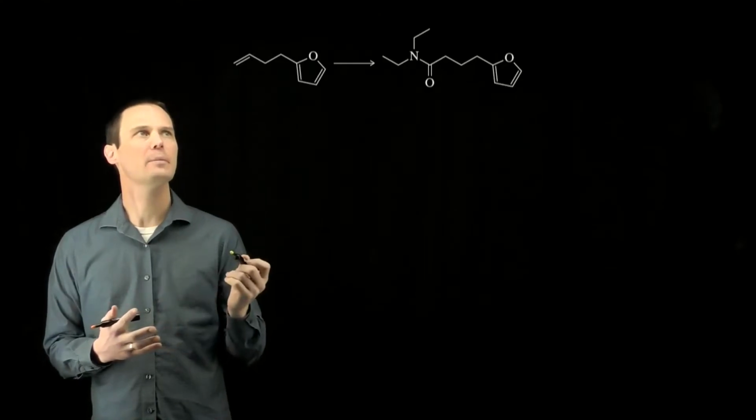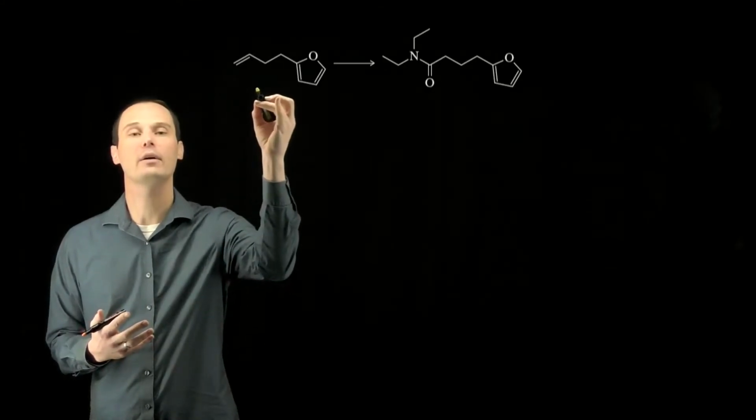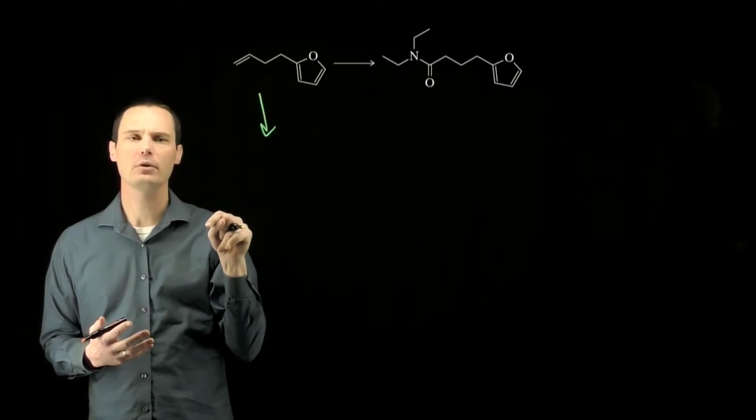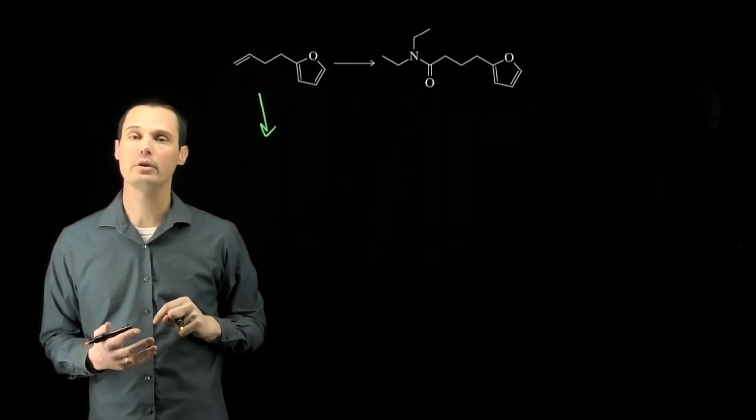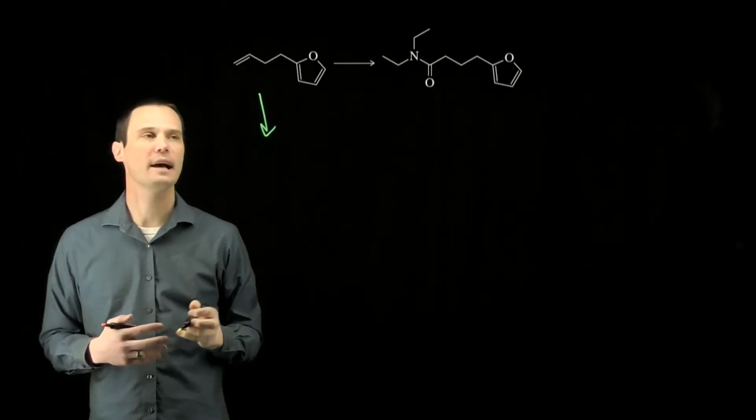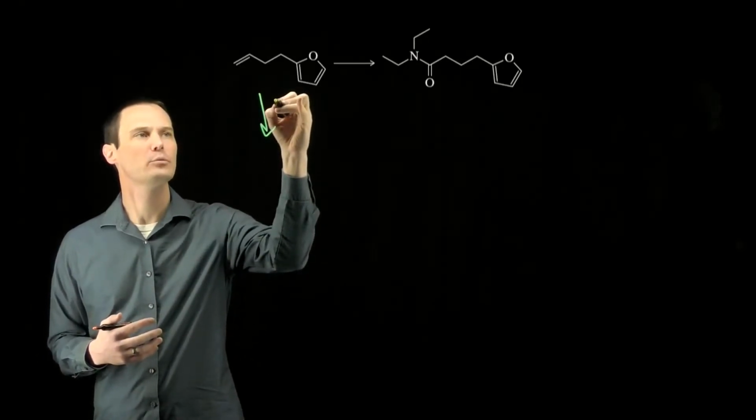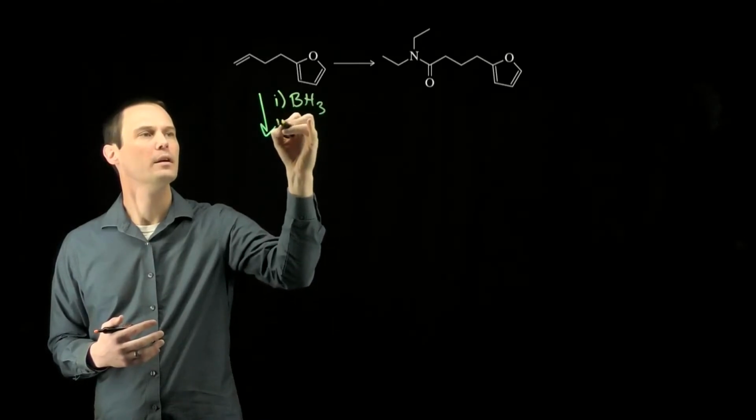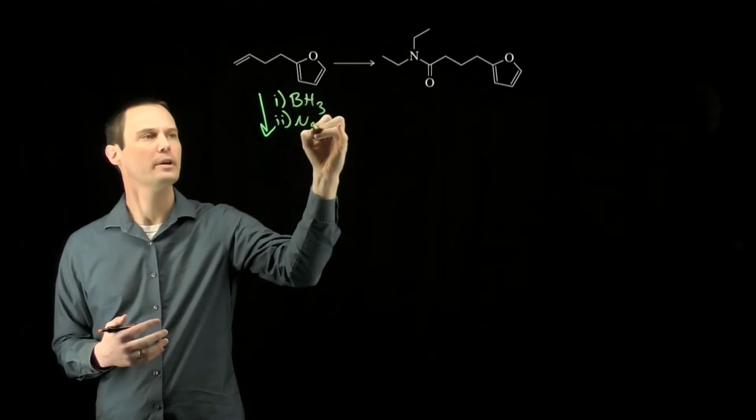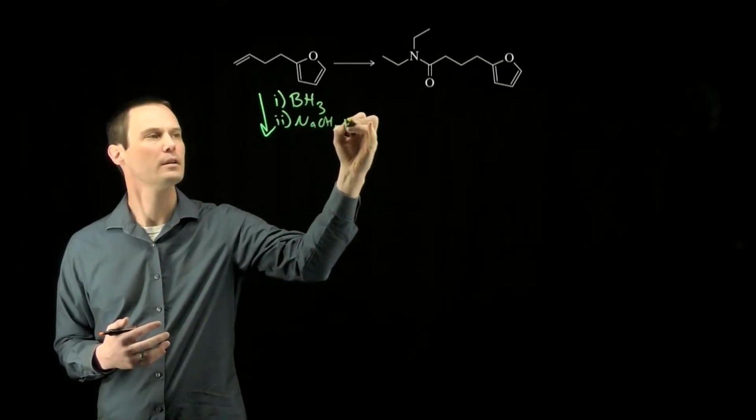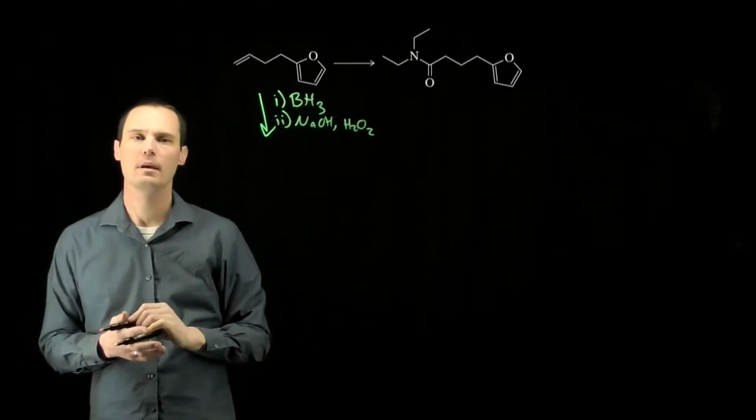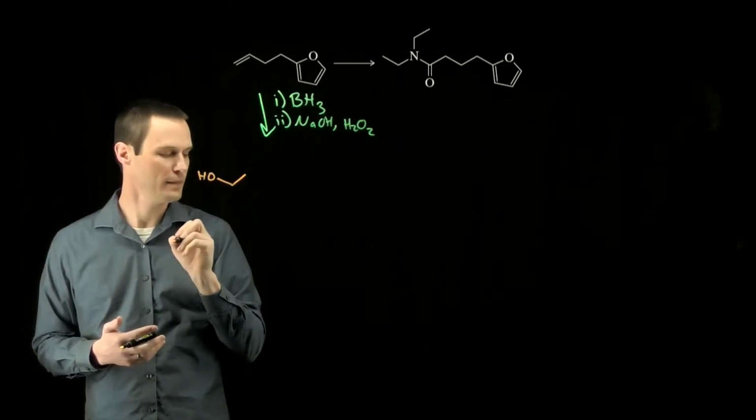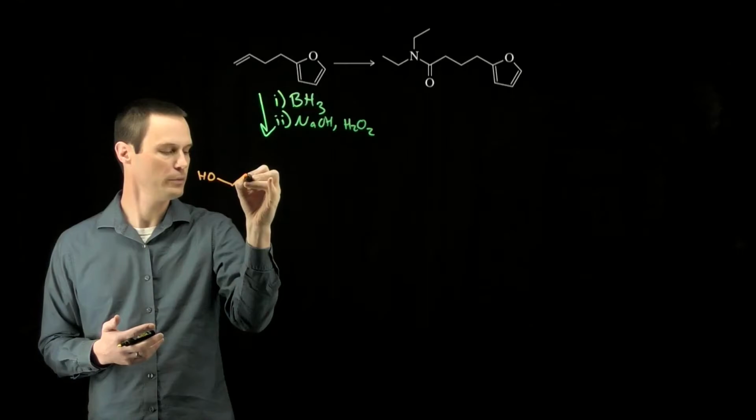So the first step of this synthesis might be to take our alkene starting material and add an alcohol. Now we want to be very careful. I need this alcohol on the terminal carbon of the alkene, the less substituted side of the alkene. So I'm going to use hydroboration, where I start with borane and then add sodium hydroxide and hydrogen peroxide. That takes my starting material and turns it into an alcohol with the oxygen at the less substituted side of the molecule.